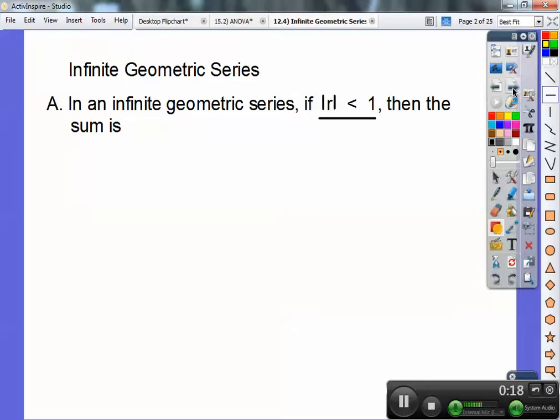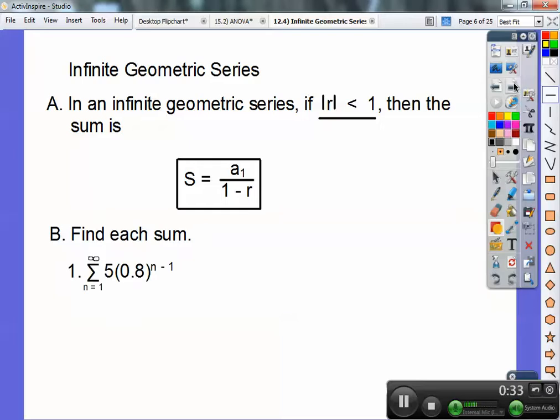Okay, in an infinite geometric series, if the absolute value of r is less than 1, that's the important part, then the sum is this formula, your first term over 1 minus r. It's real easy. I think this is the easiest lesson of them.